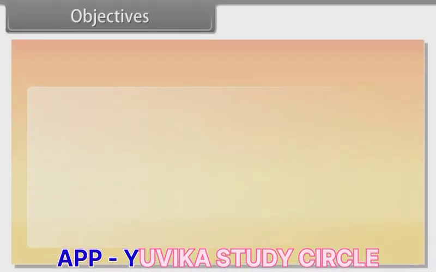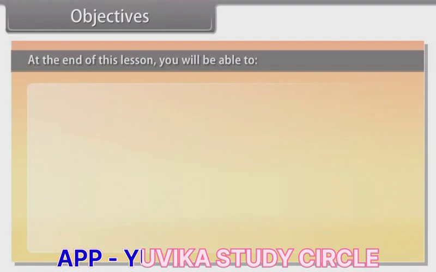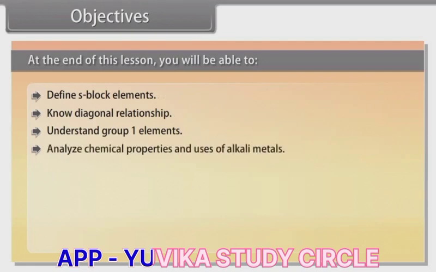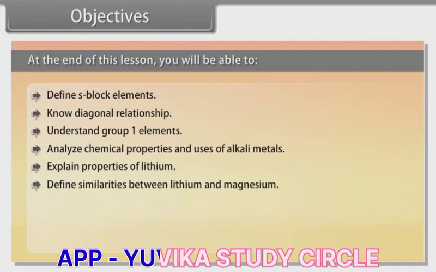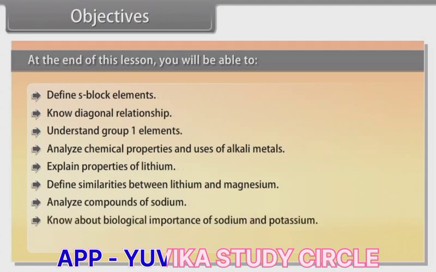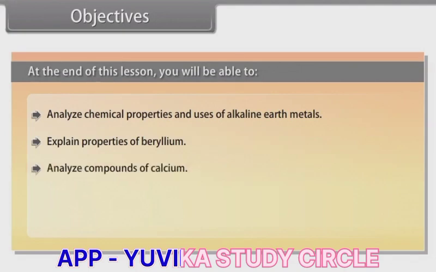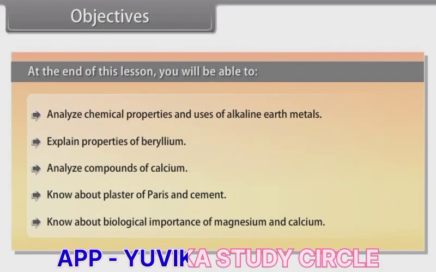Objectives. At the end of this lesson, you will be able to define S block elements, know diagonal relationship, understand group 1 elements, analyze chemical properties and uses of alkali metals, explain properties of lithium, define similarities between lithium and magnesium, analyze compounds of sodium, know about the biological importance of sodium and potassium, understand group 2 elements, analyze chemical properties and uses of alkaline earth metals, explain properties of beryllium, analyze compounds of calcium, know about plaster of Paris and cement, and know about the biological importance of magnesium and calcium.